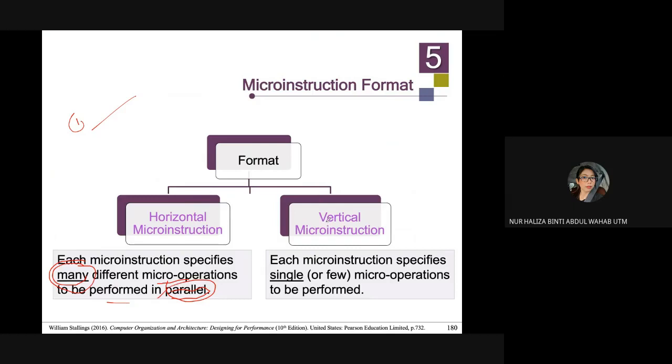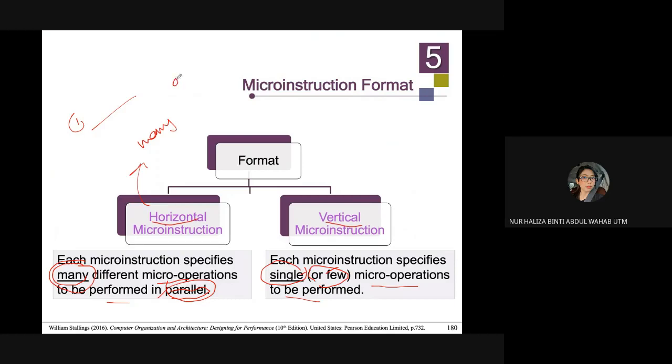While for vertical, the easiest way to differentiate is that vertical is normally single, and only a few, maybe two, maybe one, maybe three only on the micro operation. So it can be performed, specifying which is only a single or a few. So now you can see horizontal is many. So many micro operations that are available.